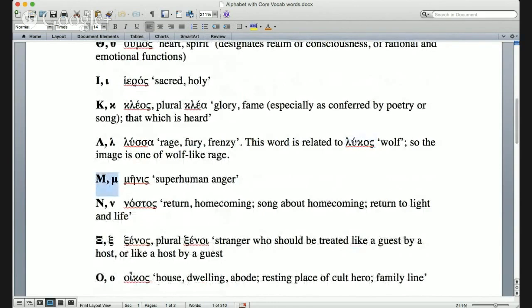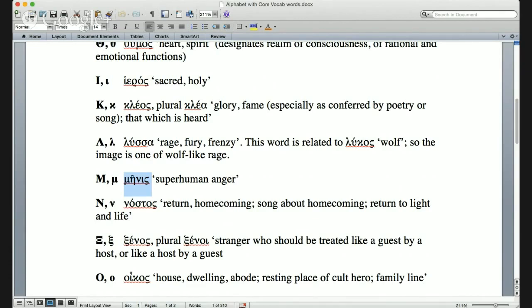Letter number 12 is mu. So an uppercase mu and a lowercase mu. And our key word, I'll read this word, is manus. Notice it has an eta, so it's got a long a, manus. And this is another word for anger. Greg calls it superhuman anger. Cosmic anger. Yes, the very first word in Homer's Iliad is this, superhuman anger.